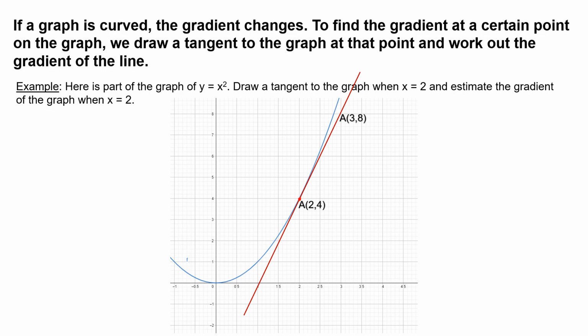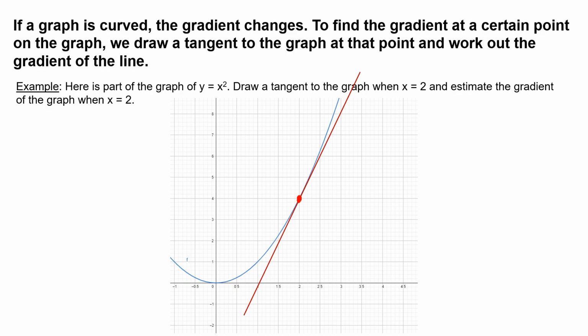The other point that I've chosen is (3, 8). The first thing I'm going to do is draw a tangent to the graph when x equals 2 as follows. So it'll basically be a line which goes through this point on the graph, but only touches the graph at that place. So it basically touches the graph there. It doesn't actually cut through the graph.